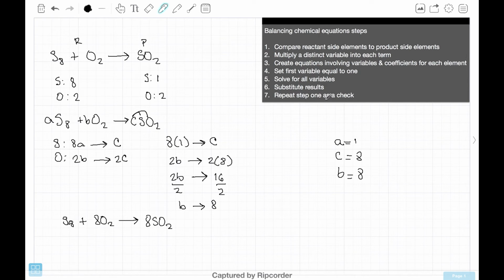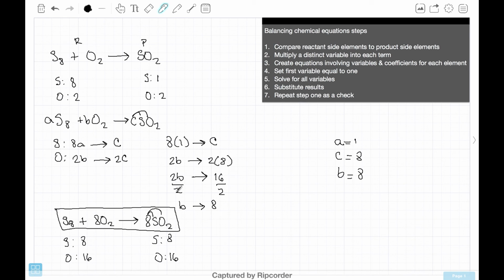So just like we did up here, S and O, S and O. Okay, so for S there's 8 of those, and for O there's 16 of them. For S, this 8 is going to multiply into the S, it's going to multiply into the O, just as the C did up here. So you have 8 S's and you have 16 O's. So the S's match, the O's match. That means that this equation is now balanced.